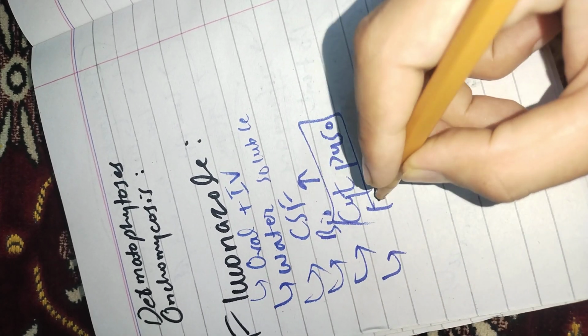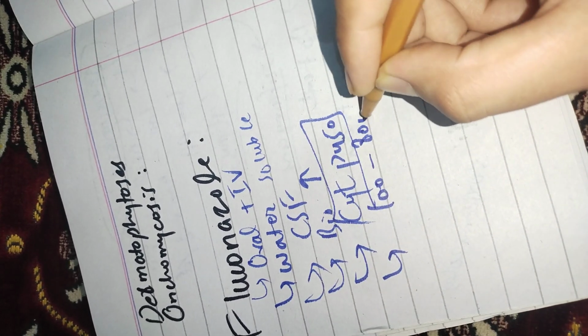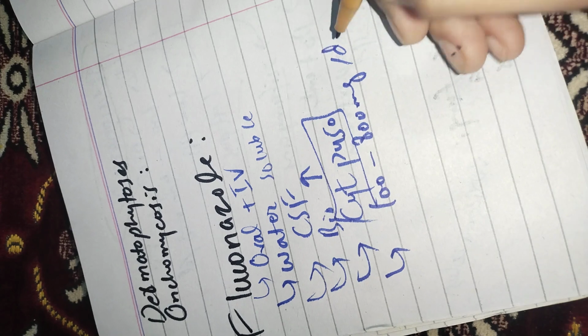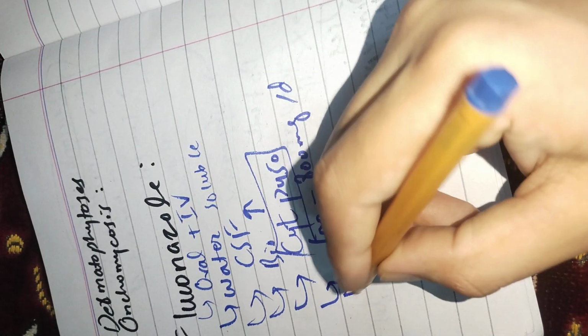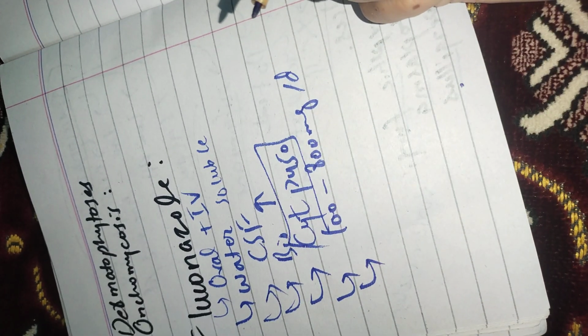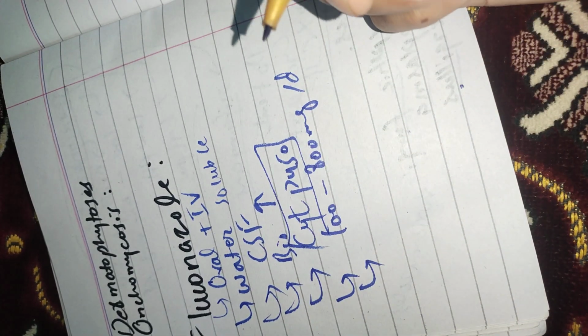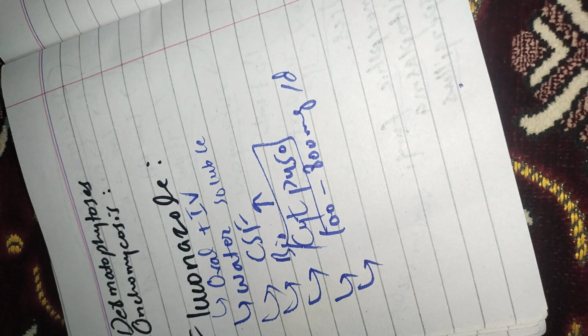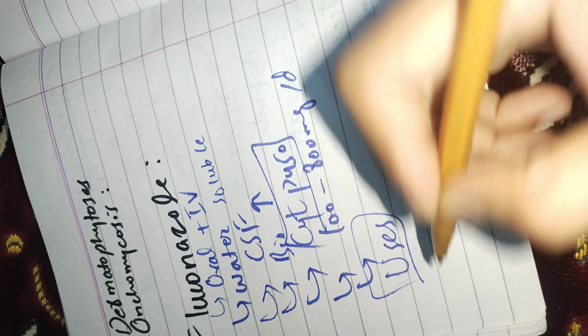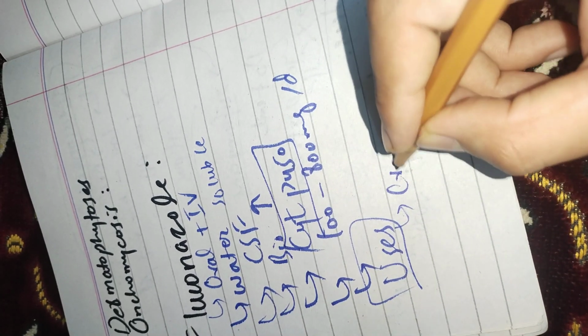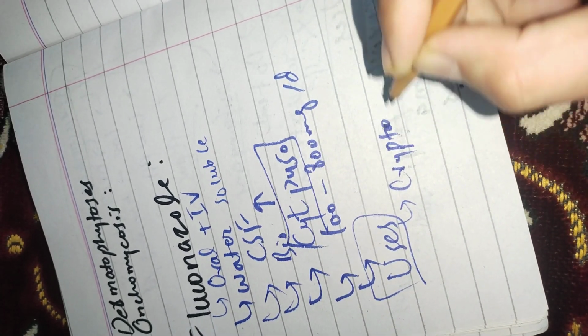We use a dose of 100 to 800 milligram per day of fluconazole. It has better GIT tolerance and the widest therapeutic index of the azoles. Where do we use fluconazole? It is used to treat cryptococcal meningitis.